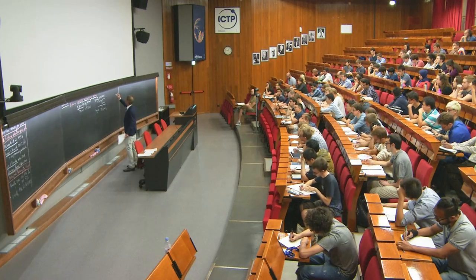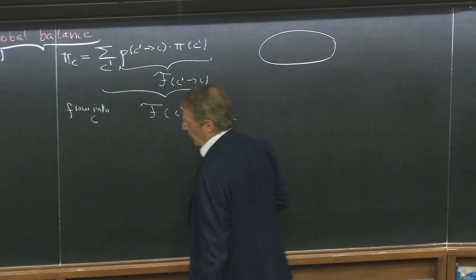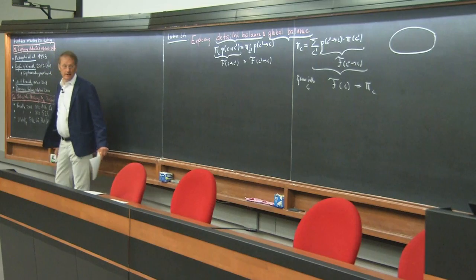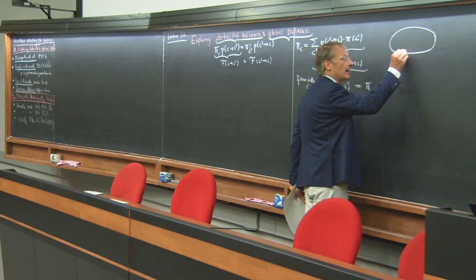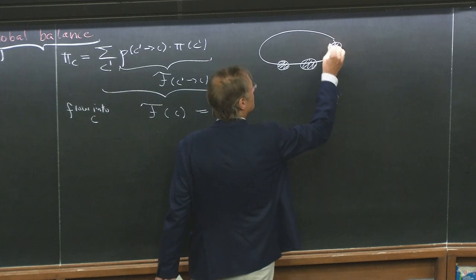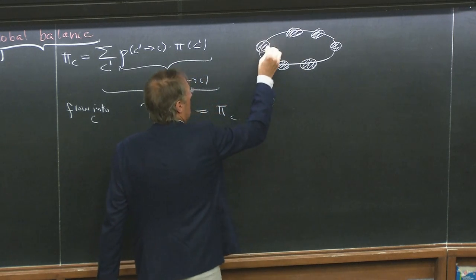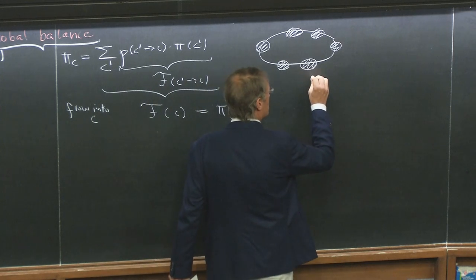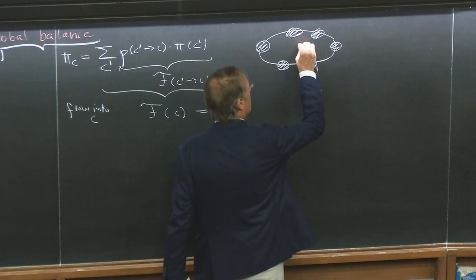So the model I will look at now is the one-dimensional version of the original model that was treated in the paper by Metropolis et al., 1953. It is the model of hard spheres, but I only do it in one dimension. So I have N hard spheres of radius sigma on a ring of length L.